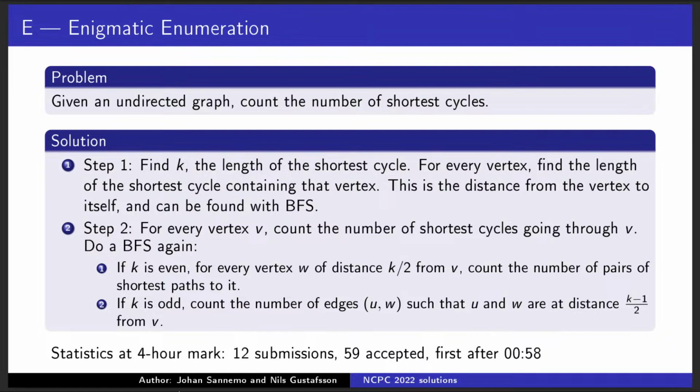To do that, we will once again pick every starting vertex and count the number of shortest cycles going through it. We will do BFS again. And here we get 2 cases, whether or not k is even. If k is even, then a cycle of even length, you can think of it as 2 paths of length k divided by 2. So you should find all the vertices of distance k divided by 2 from V, and you count the number of pairs of shortest paths to it.